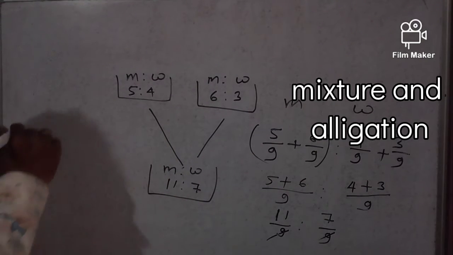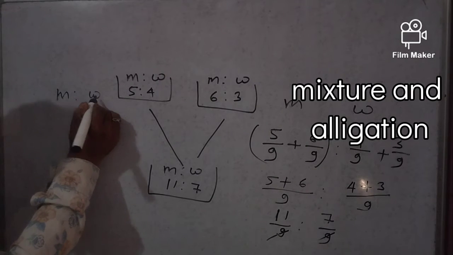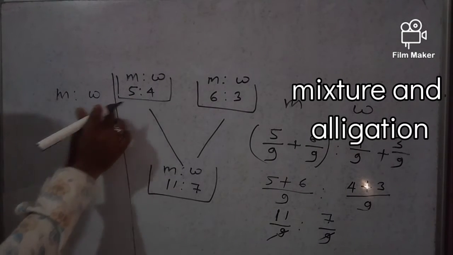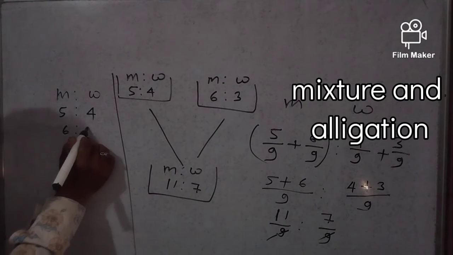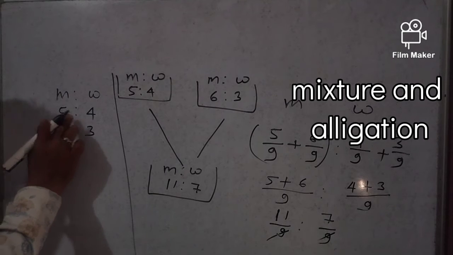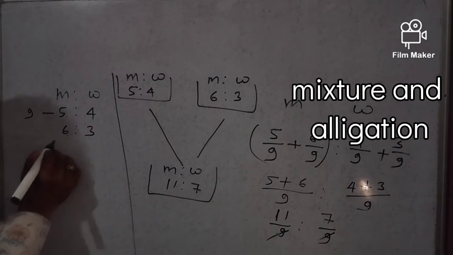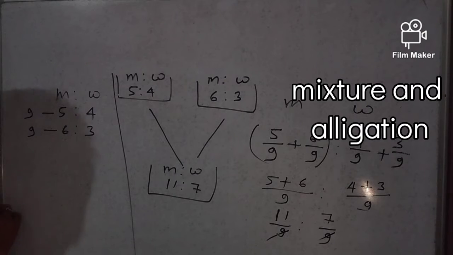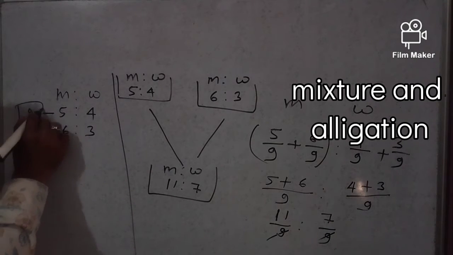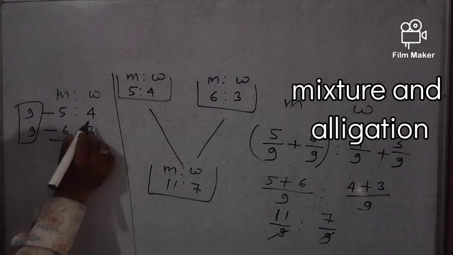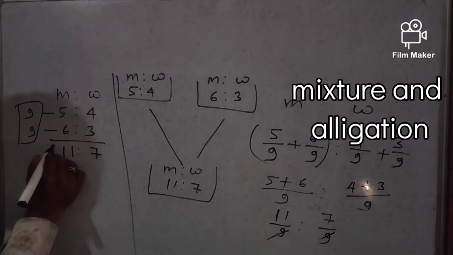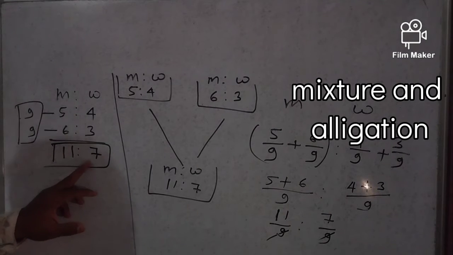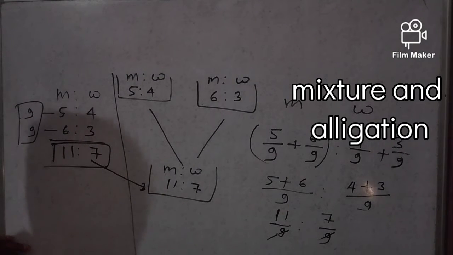Now the easy way. Milk and water ratio in the first container is 5:4, and in the second container 6:3. Now 5 plus 4 is 9 parts in the first container, and 6 plus 3 is 9 parts. If both are the same, directly add them. 4 plus 3 is 7 and 5 plus 6 is 11. So now this is 11:7, right? So let's solve questions.